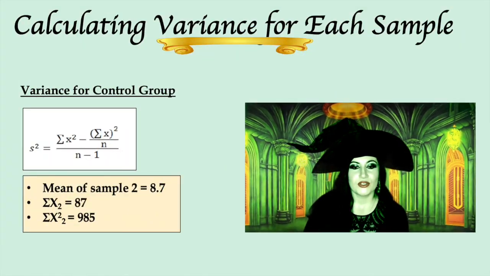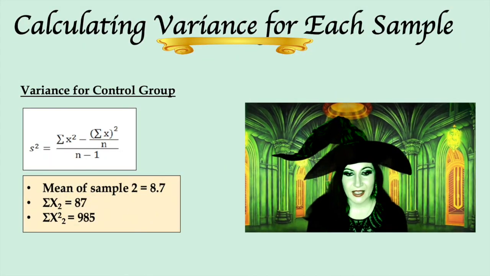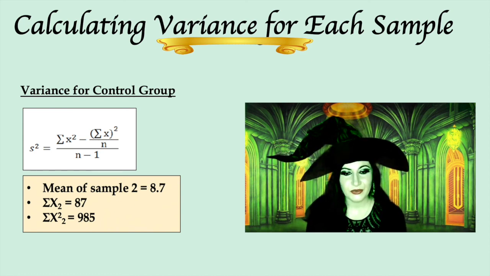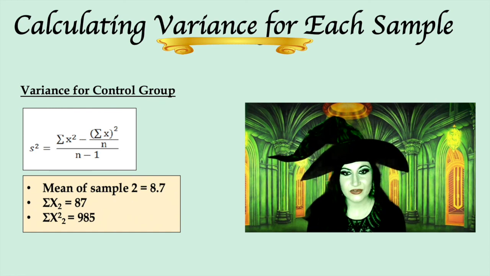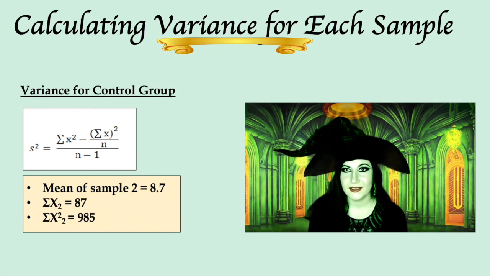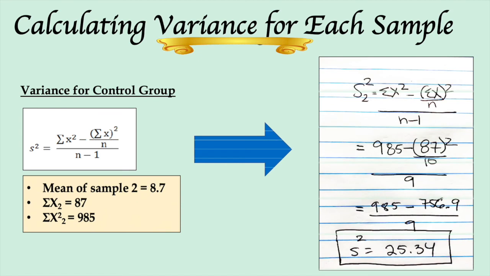Now let's take a look at the variance for sample 2. We're going to do the same exact thing, and now we're going to plug in the values that we've calculated for sample 2. If we take the sum of x squared, we have 985. 985 minus 87 squared over 10, divided by 9. You just plug in the values where they go into the formula, and once you subtract the numerator and divide by the denominator, you get a variance of 25.34.